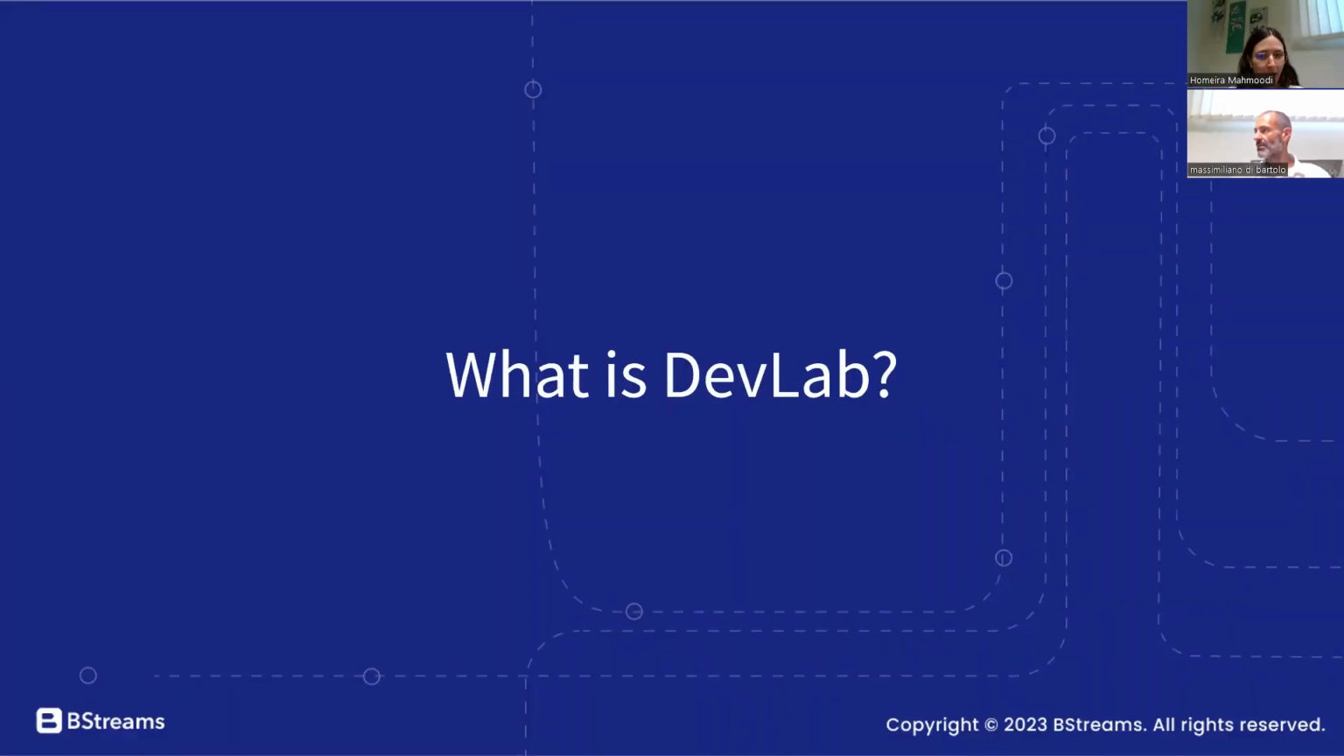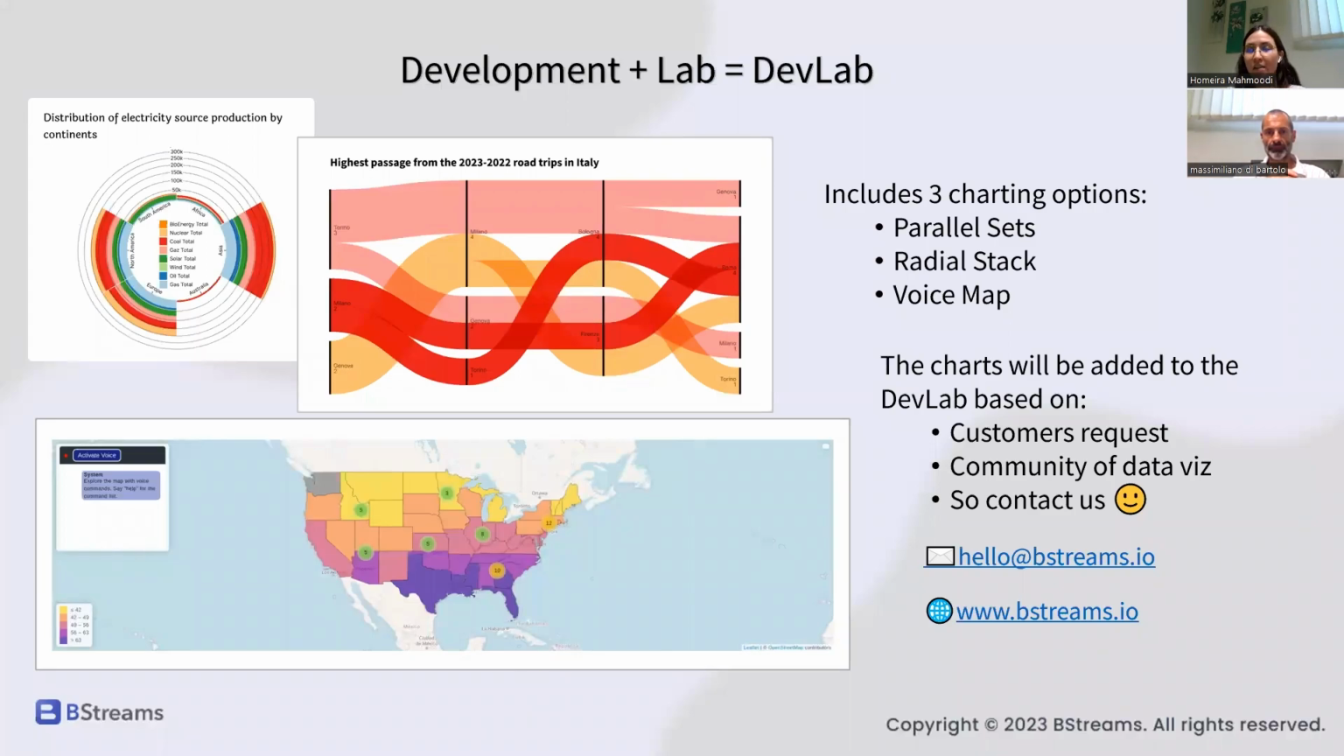Okay, thank you, Matt. I want to continue the presentation to talk about what the DevLab actually is. As the name of the DevLab suggests, it is a place, better said a laboratory, for developing new charting options and new ideas regarding data visualization. Currently, there are 3 charting options included in the DevLab, which are parallel set, radial stack, and the voice map.